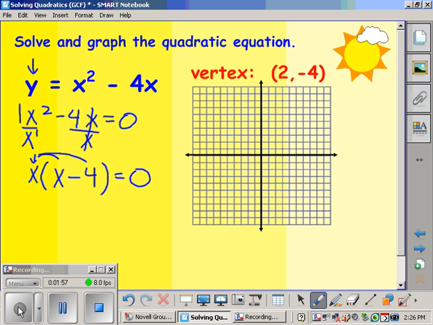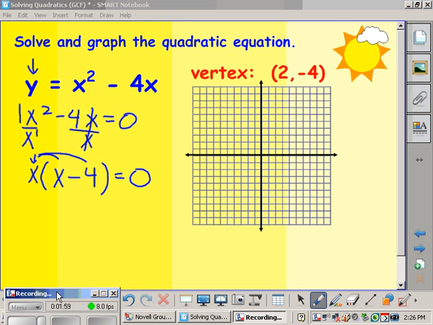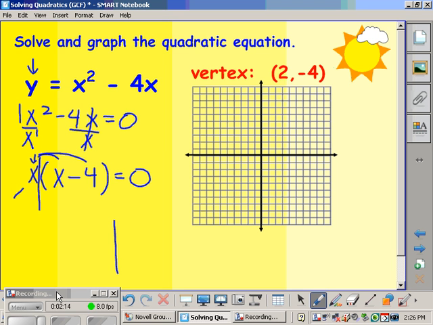Once you factor out the GCF, you're going to go one step further to actually solve it. What we're going to do is draw a line between the x and the x minus 4, and create two equations, one with the x and one with the x minus 4. For the one with the x, I'm just going to put the x and set it equal to 0. The nice thing about that one is it's already solved.